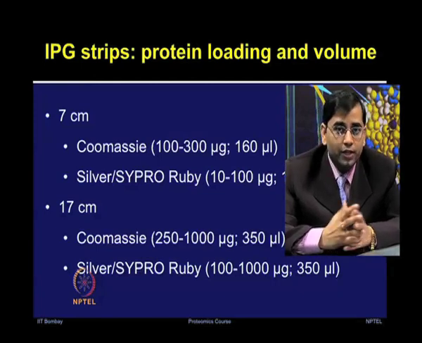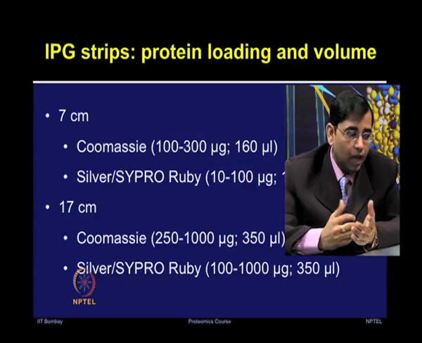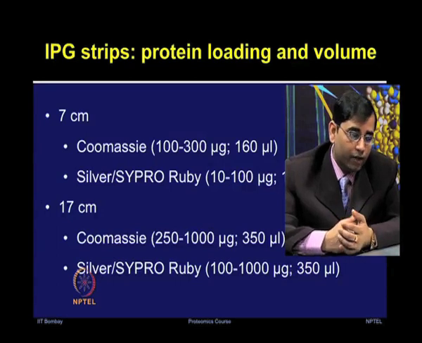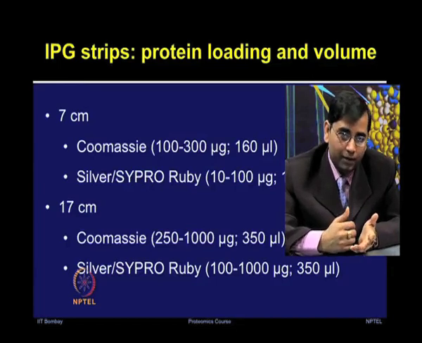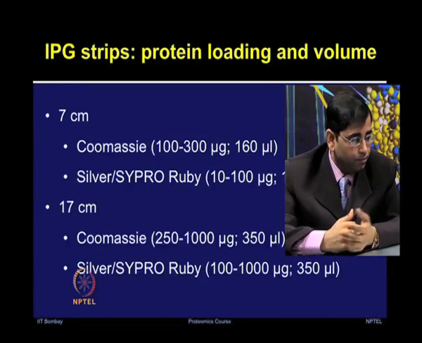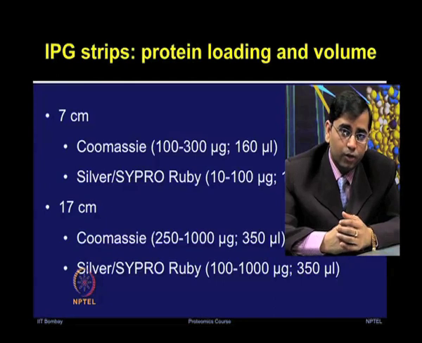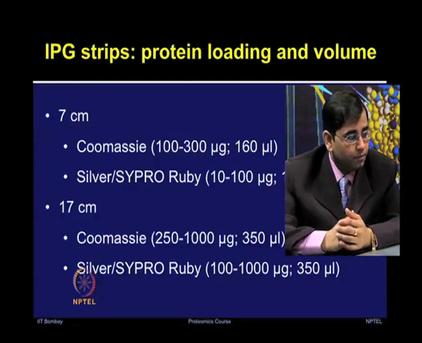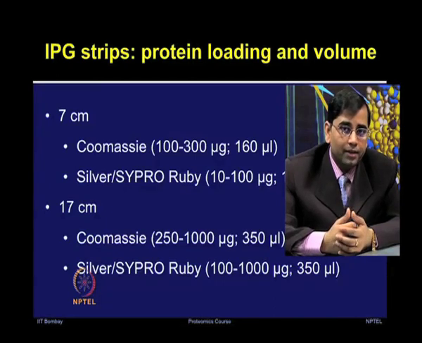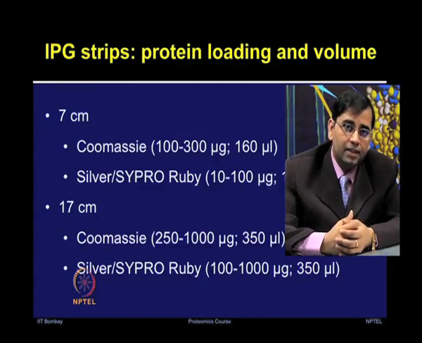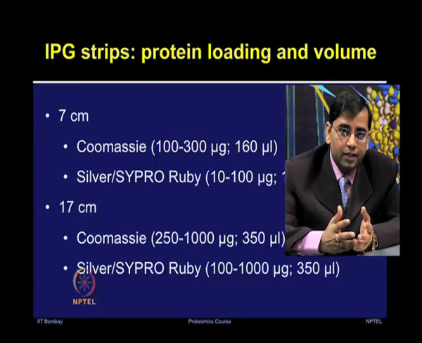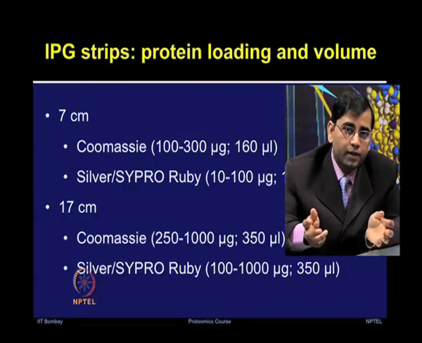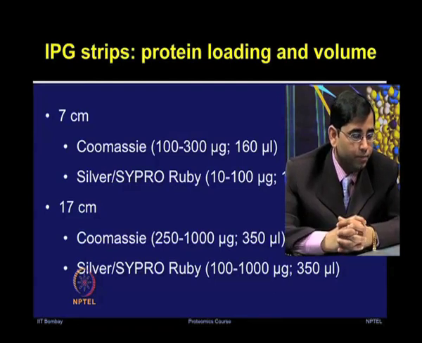If you have Coomassie stain, you can stain that with this much protein. If your protein sample is having very less amount of protein, for example 10 to 100 microgram, at that time you have to apply the sensitive stains such as silver or Sypro Ruby. One can also apply the large strip like 17 centimeter or 24 centimeter strip, but then you have to increase the protein amount to be loaded and separated on the IPG strip.